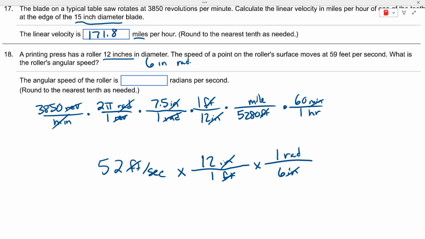So 59 feet per second times 12 divided by 6 is 118 radians per second, right? So we're good. So that's the types of questions that you'll see on your quiz.